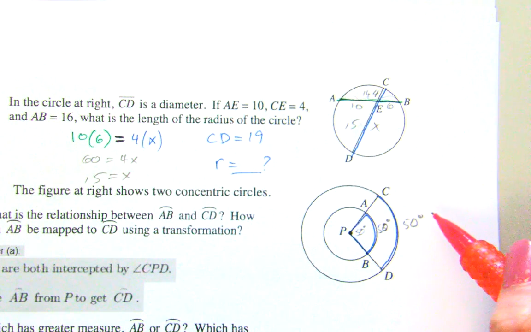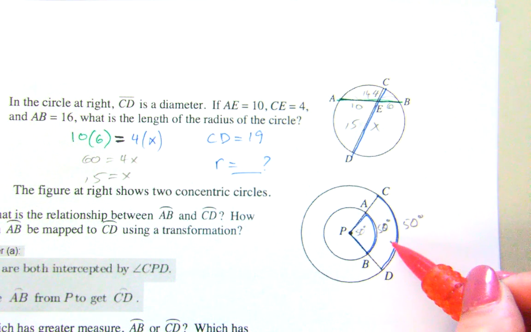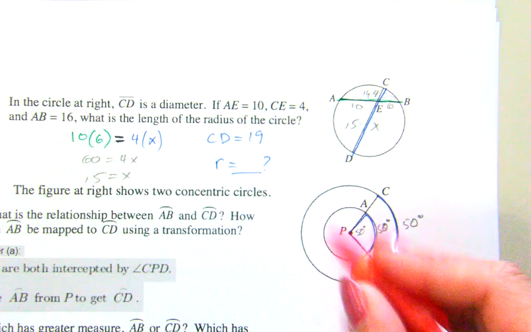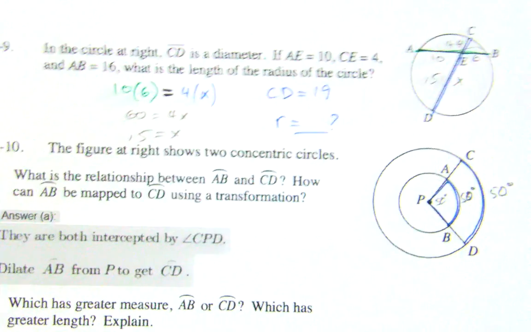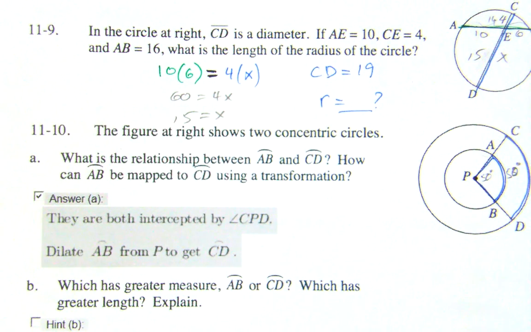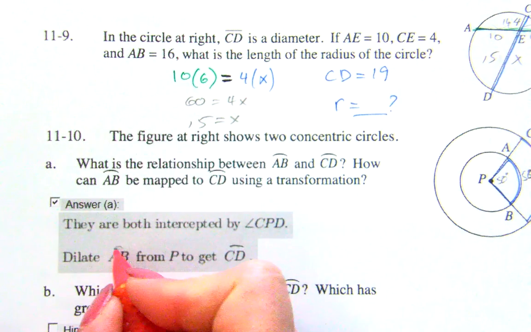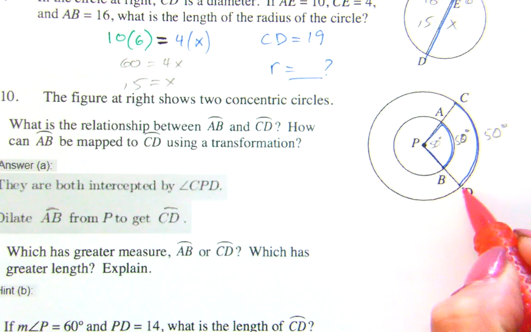So how can ACD be mapped from AB is you would just dilate the circle. In this case, you take the smallest circle, you make it bigger, and you get the bigger circle, which is actually what this part over here says: dilate AB from P to get CD as your arc. And then it says, which has the greatest measure, AB or CD? Okay, the measure is the same, obviously, right? Now, the length is going to be different.